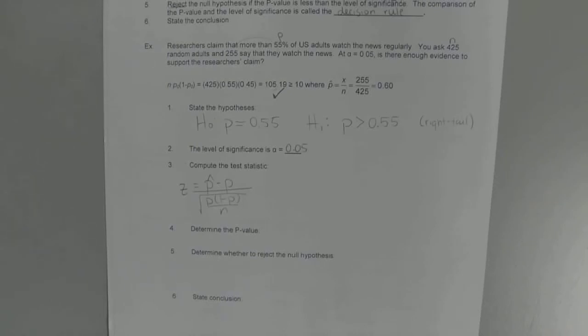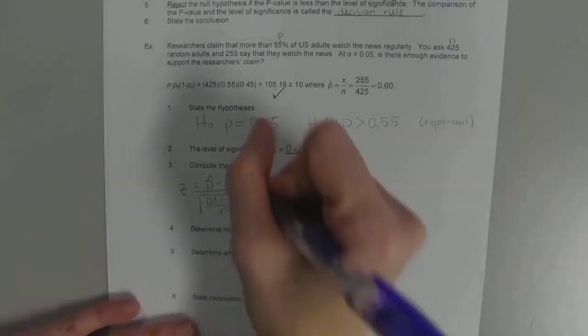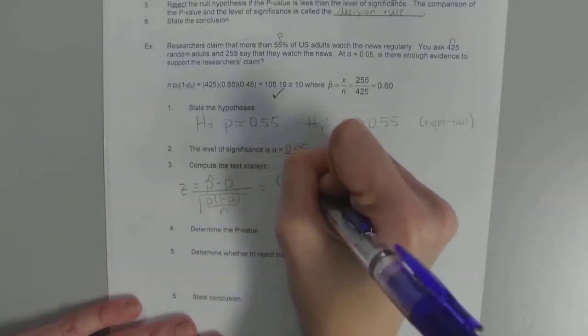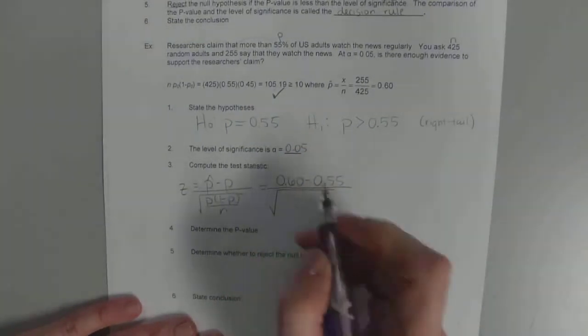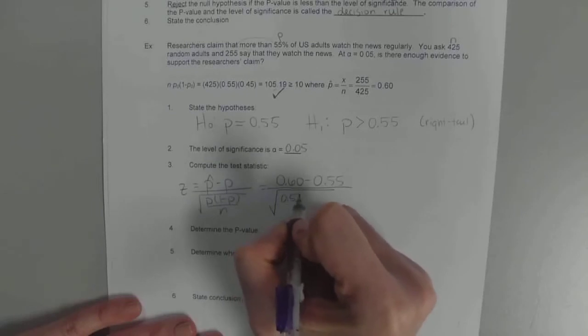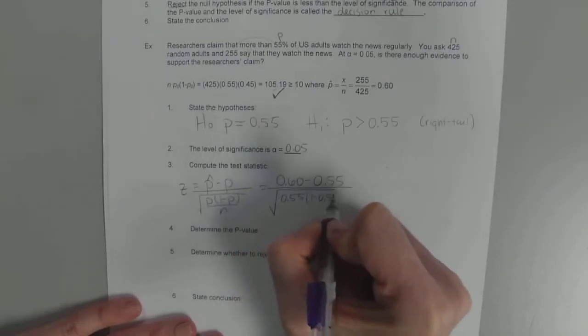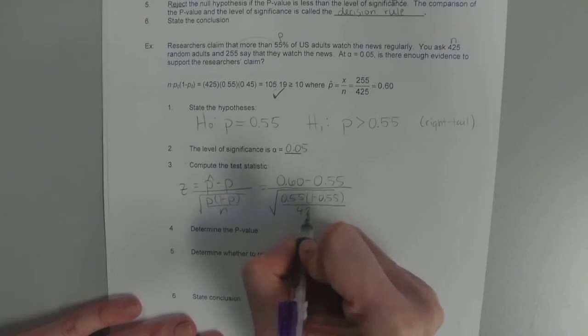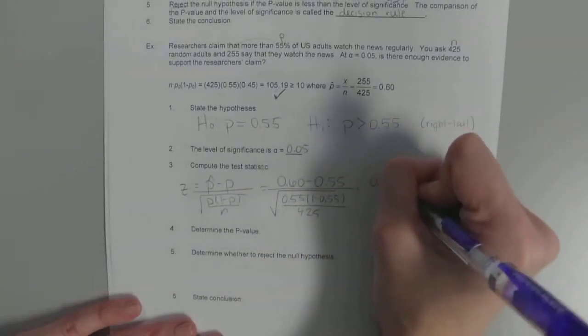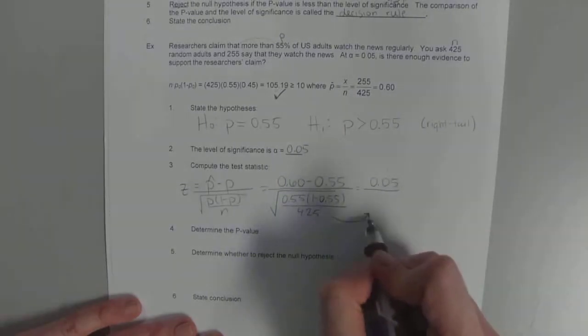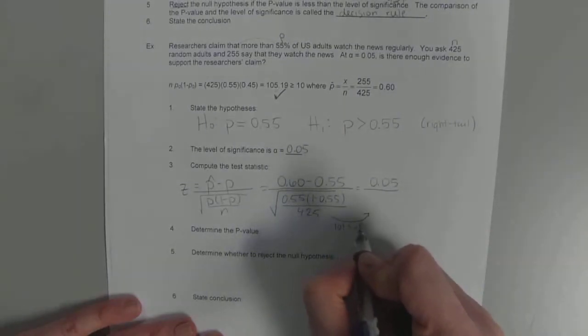P was the 55%. P hat's what they calculated, the 60%, or you could calculate that as 255 over 425. And then your n is the 425. So we're just going to fill everything in. So we have 60% minus 55% all over the square root of 55% times 1 minus 55% all over 425. So remember, order of operations: do the difference on top first, and do that crazy calculation to lots of decimals.